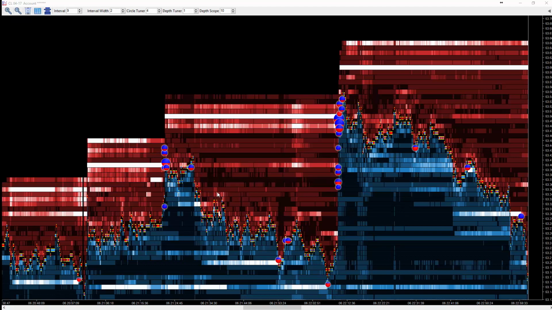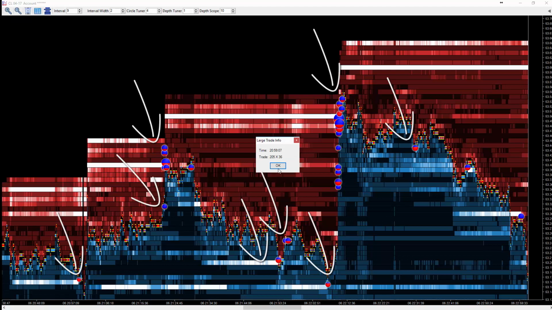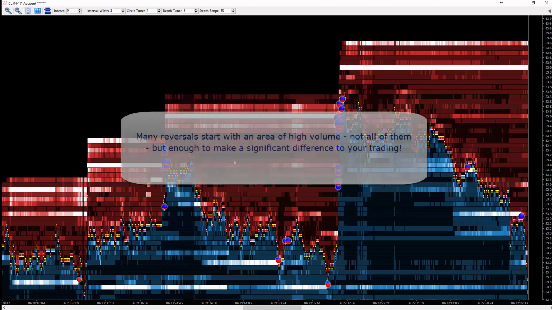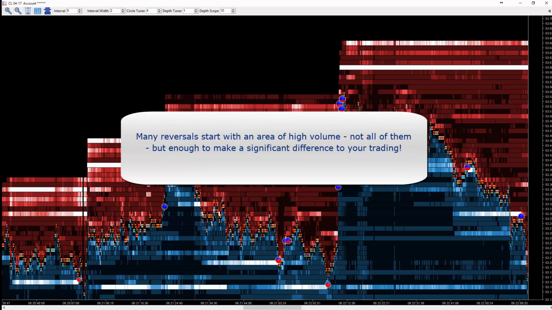What we're looking at here is crude oil from March 6, 2017. Each of these circles that we see here represents an area where a lot of volume traded. These areas of high volume are significant from a trading perspective. Many reversals that you see in the markets are preceded by an area of high volume like this. Not every reversal will have an area of high volume, but certainly enough that every trader should understand what's going on here.